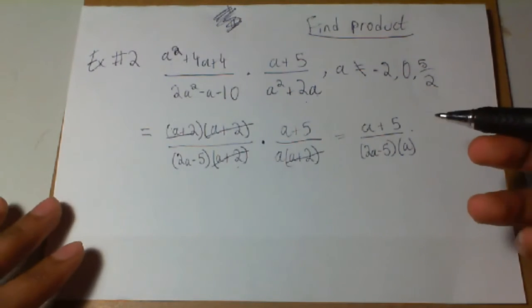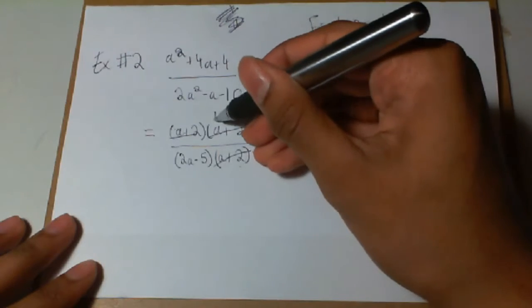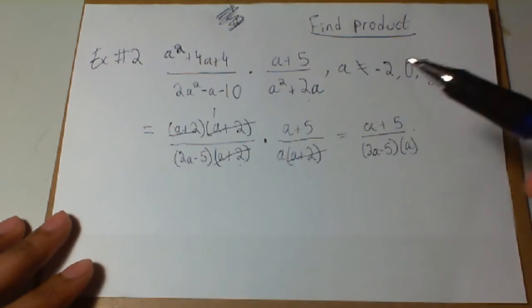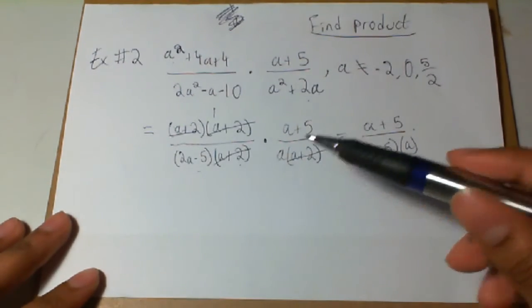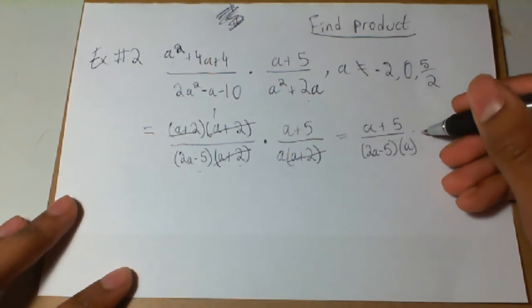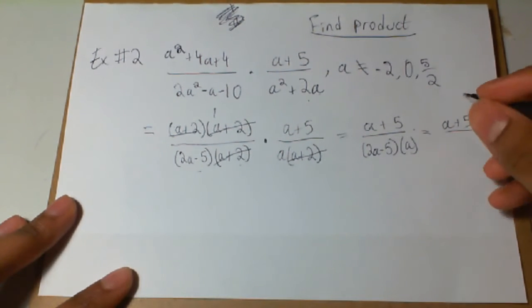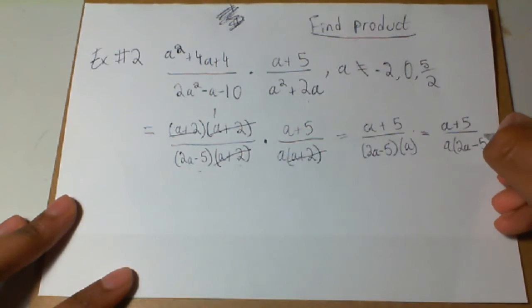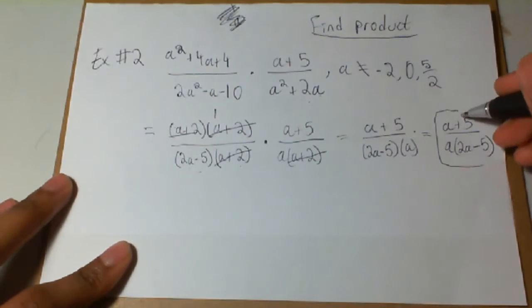And I mean, at this point, that's all we had to do, right? So this became 1. So we just multiplied 1 times a plus 5, and that's what we got. And then here we multiplied 2a minus 5 times a, and that's what we got here. So the final answer would just be a plus 5 over a times 2a minus 5. There you go. So that would be the final answer.